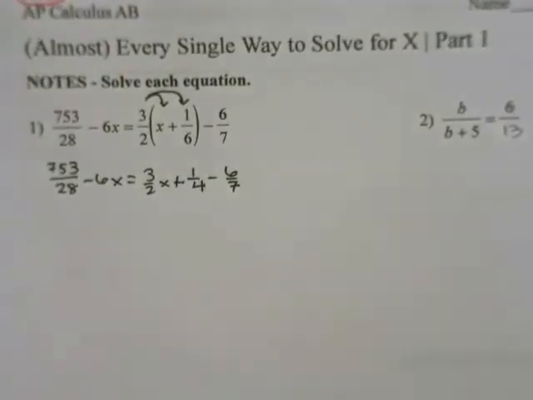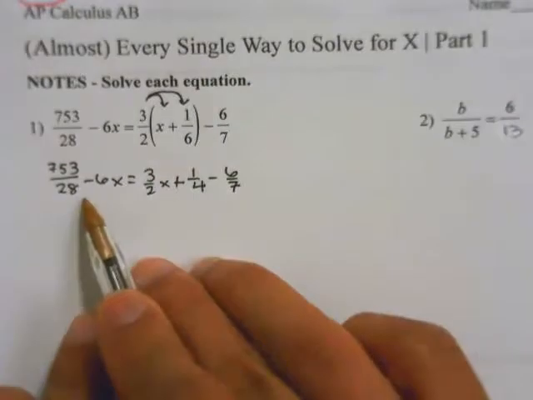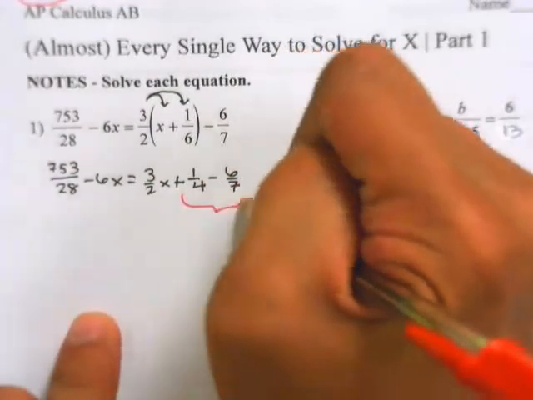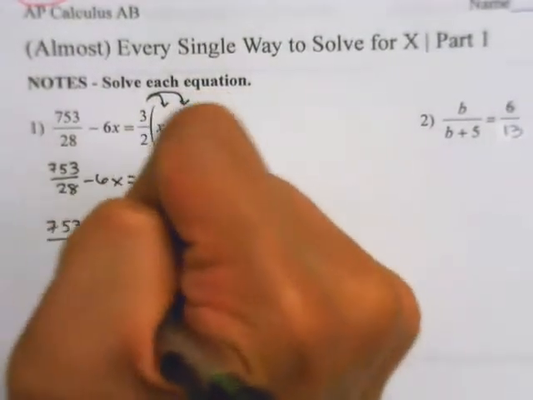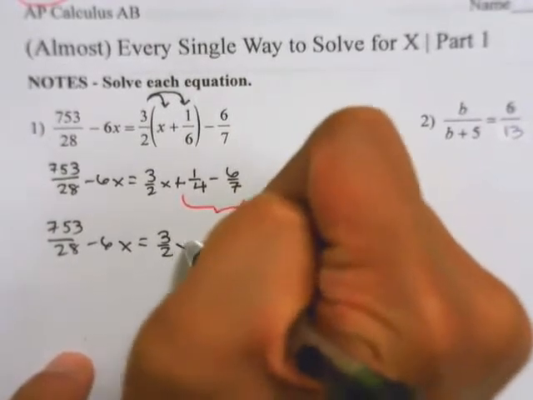Okay, from here you want to combine some like terms. We can't combine these two over here because one has a variable, one does not, but we can combine these two on the right side because they're just pure numbers. So 753 over 28 minus 6x equals 3/2 x.